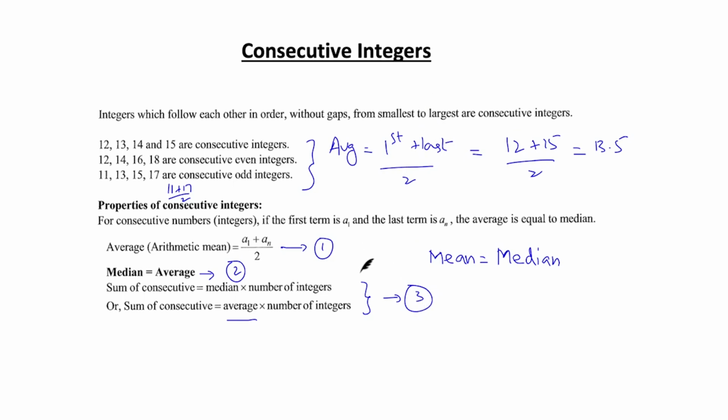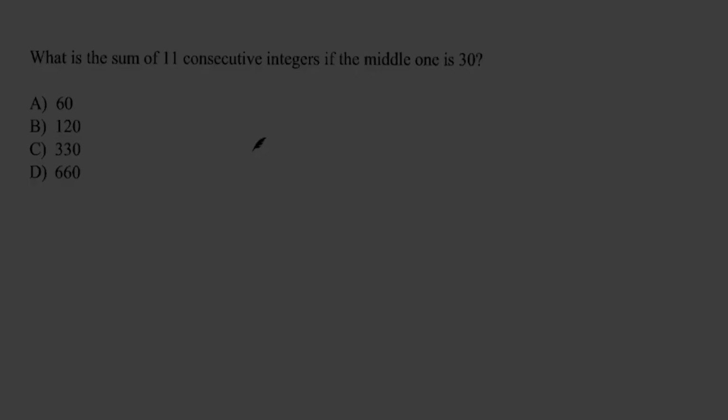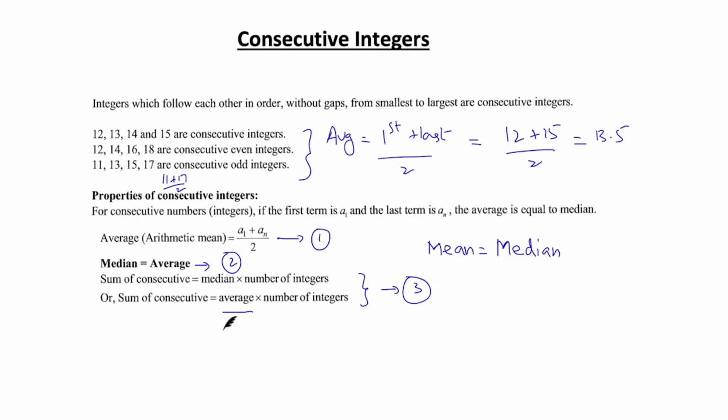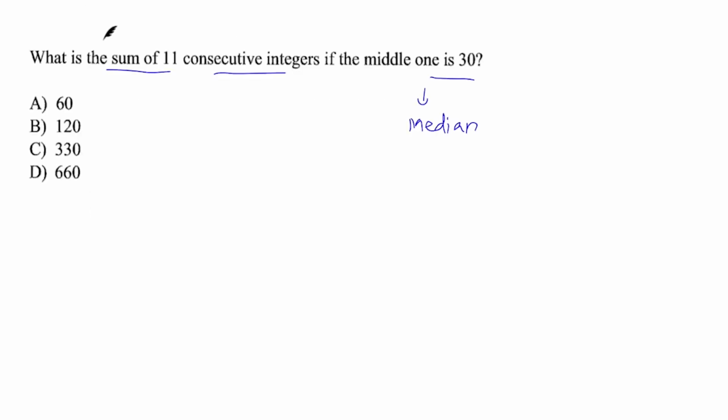Let's now have a look at a couple of questions. What is the sum of 11 consecutive integers if the middle one is 30? Middle one is 30. This is basically median. And we also have the number of integers. So you simply apply this formula. That is, median into number of integers will give us the sum. So the sum should be median, that is 30, into number of integers, that is 11. The answer should be 330, which is option choice C.